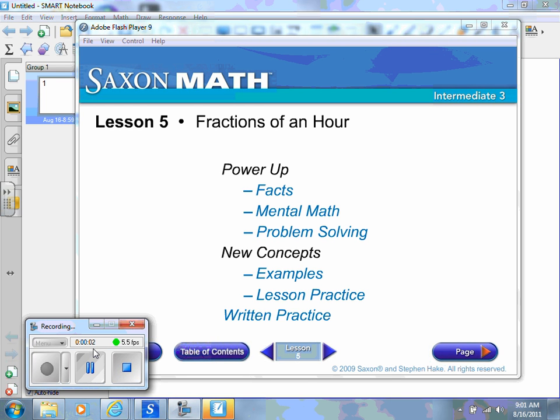Hey, Saxon 3 class, we're ready for lesson 5 today, and we're going to talk about fractions of an hour. So we're going to be looking at clock faces and talking about fractions of an hour. If you will look in your book on page 28, we're going to start with the jump start, just a little warm up. And the first one says to count up by twos from 0 to 20.